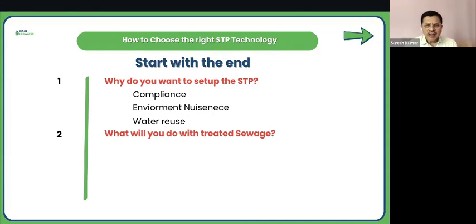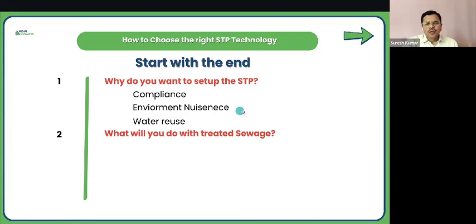But you have to be very clear why you are setting up this STP, so that you decide on the equipment based on your reuse. If you want to reuse, you need more equipment. That means the technology has to be different. If you just wanted to treat and use it for gardening, let us say a farmhouse, there is no need for reuse. There is only to prevent flies and mosquitoes to come and prevent foul smell. There you can go for most basic STP.